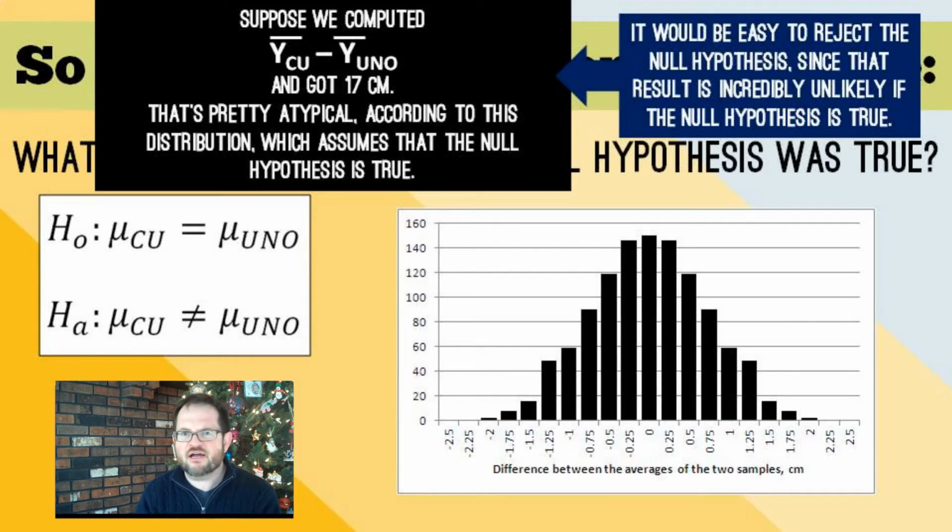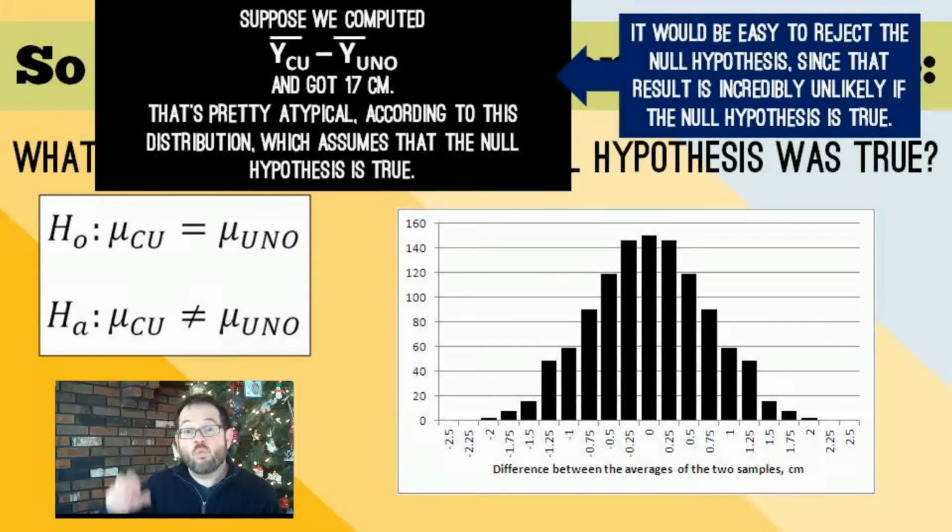Well, that sounds like a contradiction then. It makes it really easy to reject that null hypothesis, doesn't it? Since that result is actually incredibly unlikely if the null hypothesis is true. If that difference is really that big in our averages, you know what? Maybe there is no difference between Creighton's heights and UNO's heights, but we just happen to get most of the members of the Creighton basketball team in our sample. But the sampling distribution here is showing us that's almost never going to happen. And so we could reject the null hypothesis, and then we could accept the alternative hypothesis.